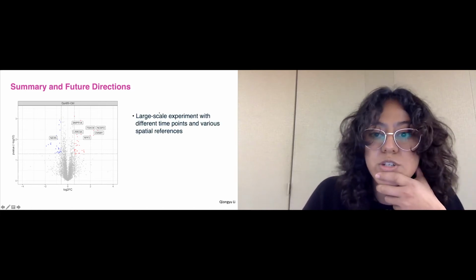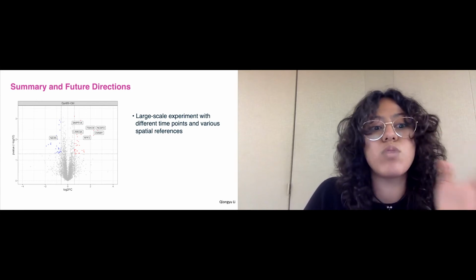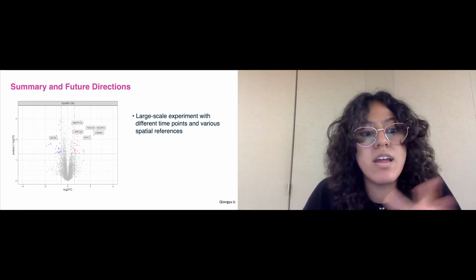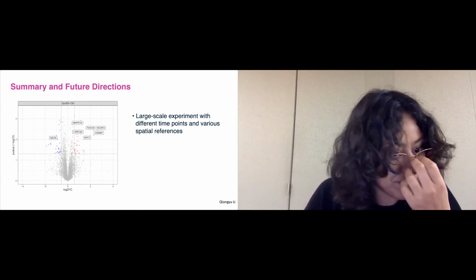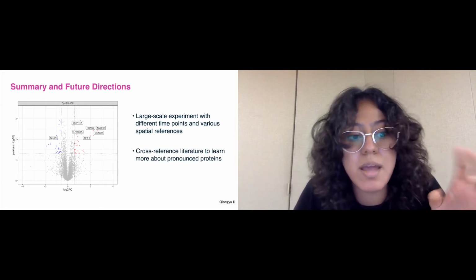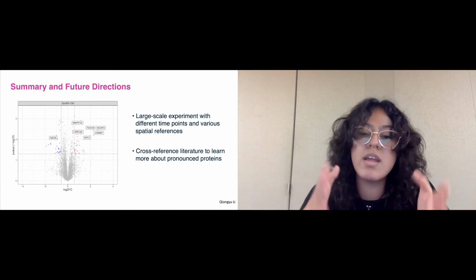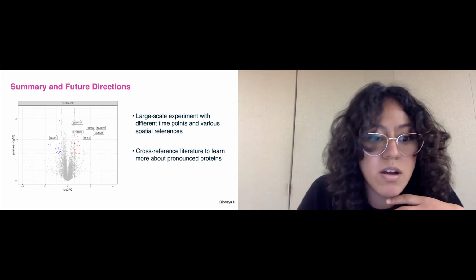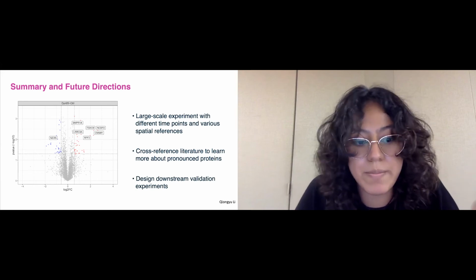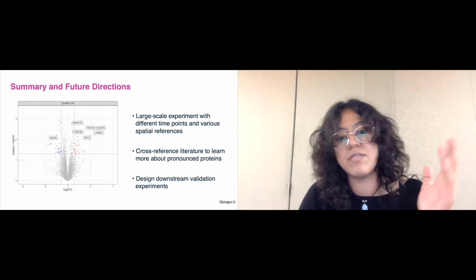Future directions would be to do larger scale experiments with the receptor at increasing time points, such as 1 minute, 10 minutes, 20, and so on, and including spatial references. After referencing literature for pronounced protein pain interactions, we would then create experiments to see what would happen if we were to inhibit and block this protein. All this would help with understanding their role in pathways in pain signaling and how they can help us develop therapeutics for pain management.